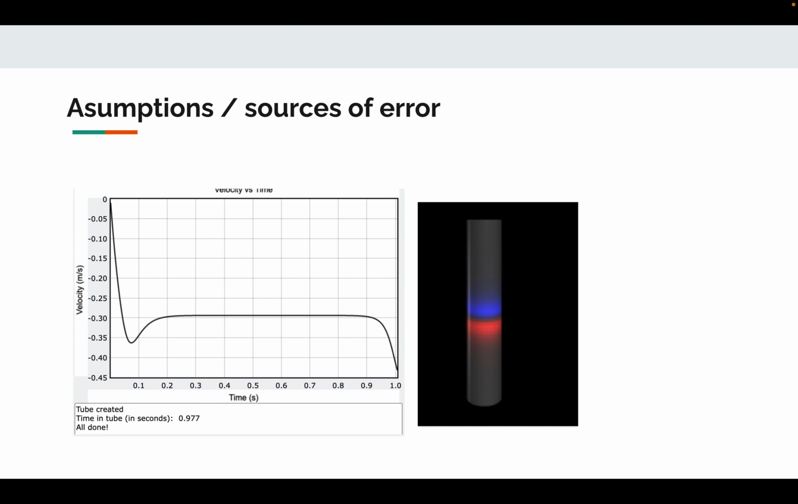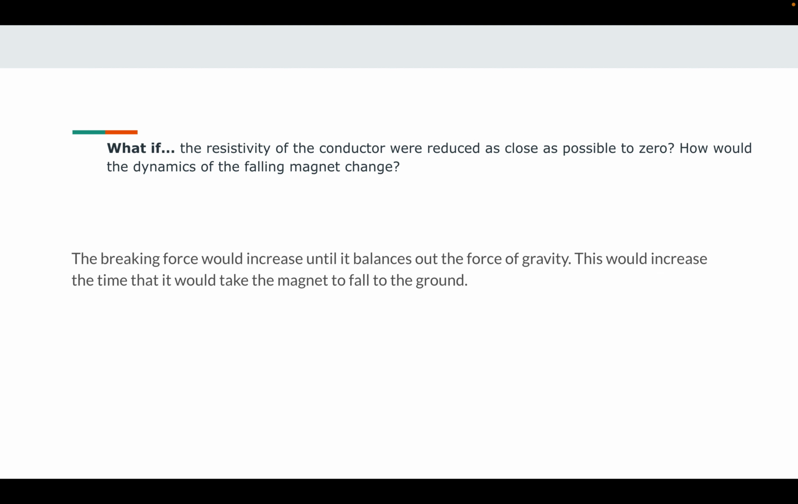So with this, we were able to see a graph where the magnet was able to fall down fairly quickly, but then slow down as the force of magnetism was pushing up against the force of gravity, and this was very close to the time that we modeled of 0.977 seconds. And we're just going to move on to the questions at the end.